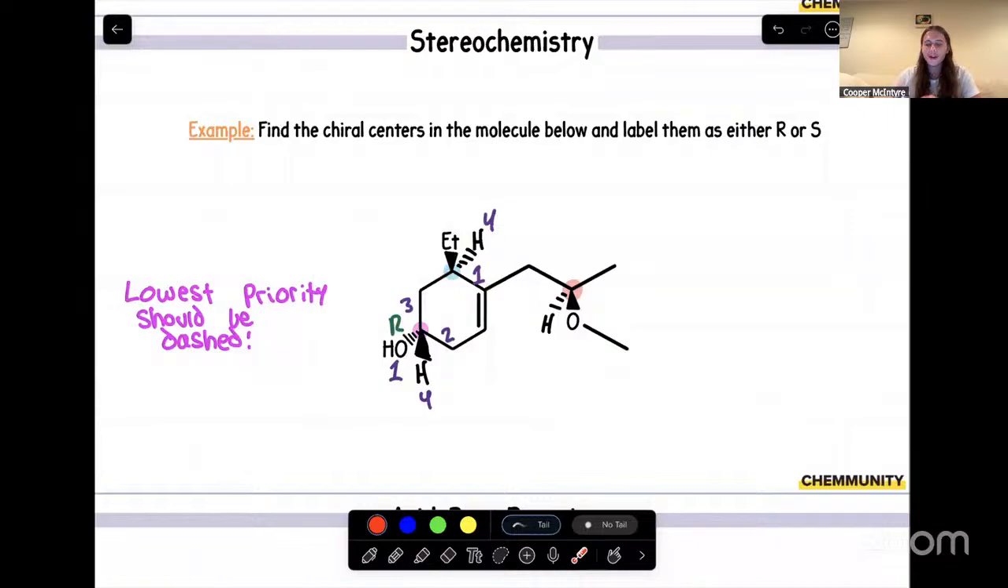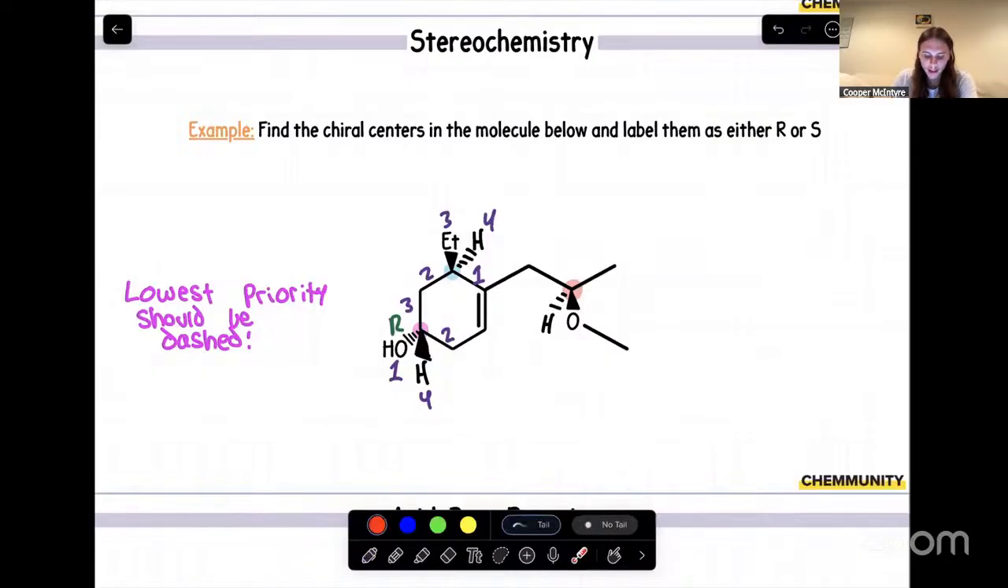And then in terms of our second and third priority, we keep on moving through the molecule. And if we're looking at this ethyl group, we have to remember that it's only two carbons, as opposed to this side of the chiral carbon, which branches out a lot and has a lot of different substituents. So that'll give us our second highest group. And then that ethyl group will be our third highest priority.